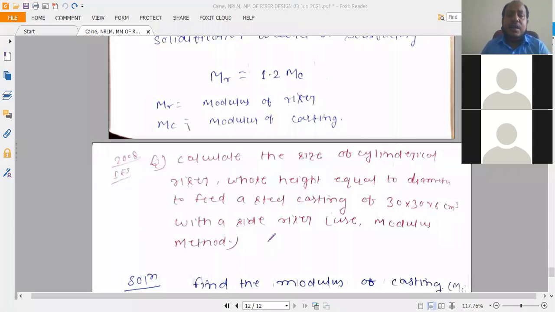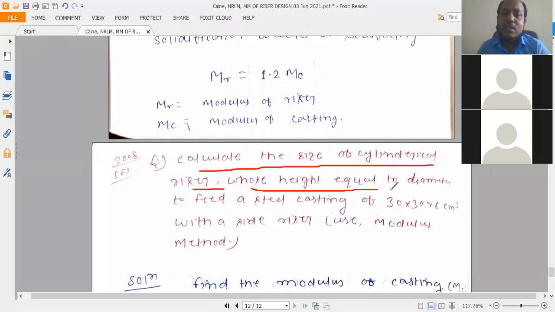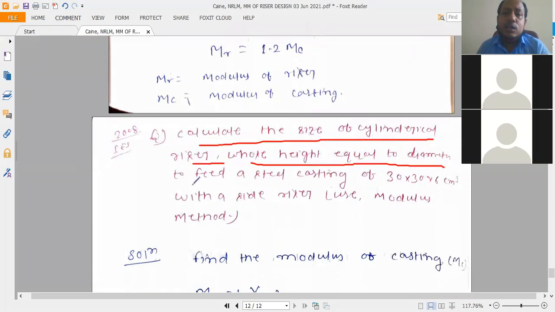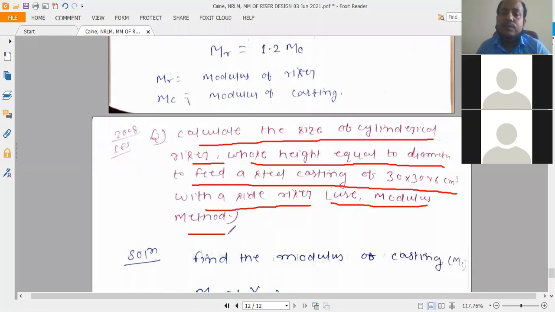So let us finish how we can use the modulus method. If the connection is cut, you have to join again. I want to finish this numerical, and the riser design will be finished today. So calculate the size of a cylindrical riser whose height is equal to its diameter. It is the same. To feed a steel casting of given dimensions with a side riser, use the modulus method.